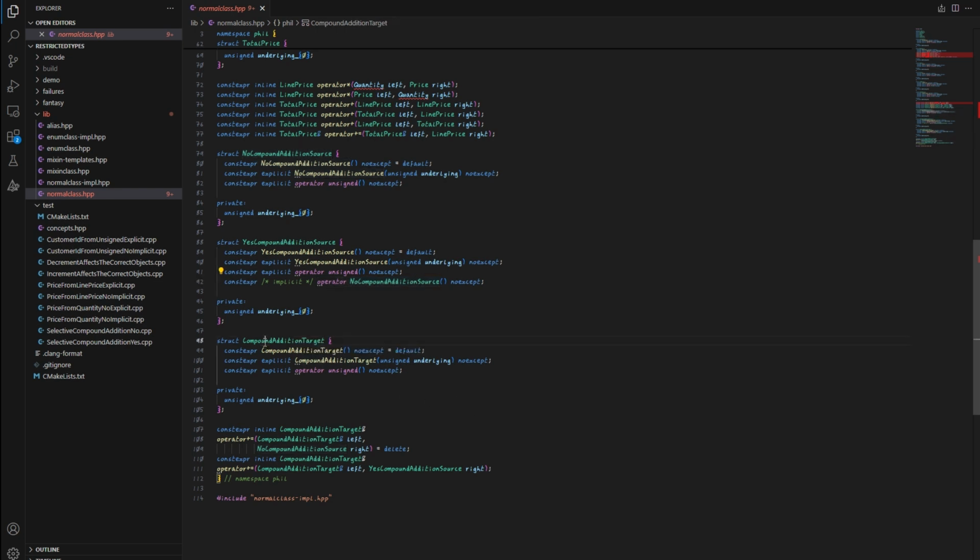And then we have a class called compound addition target. What we have is that operator plus equals between compound addition target and no compound addition source isn't allowed, so I've explicitly deleted that operator plus equals. And then we have a plus equals for compound addition target and yes compound addition source that does exist, and its result is a compound addition target ref. Basically, if you've got one of these and you plus equals one of these, it should work. If you've got one of these and you plus equals one of these, it should not work.